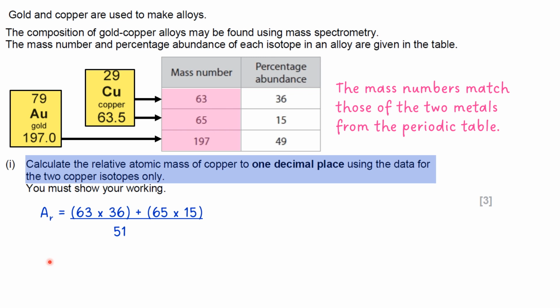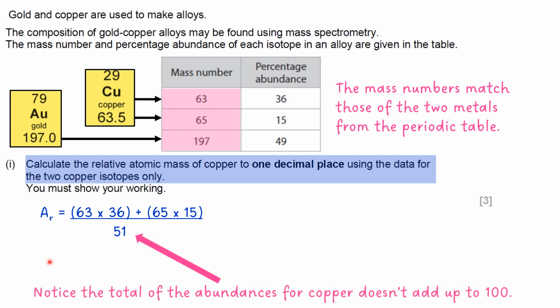So you'll notice that I've put the isotopic mass times the percentage abundance for the two copper isotopes in the top part of the expression, the numerator, and on the denominator on the bottom, I haven't put 100. Normally you'd put 100. So let's take a moment to think about why it's 51. If we look at the two copper abundances, they add up to 51. I'm ignoring the 49 because the 49 is to do with gold. So it's only those two that I'm going to use.